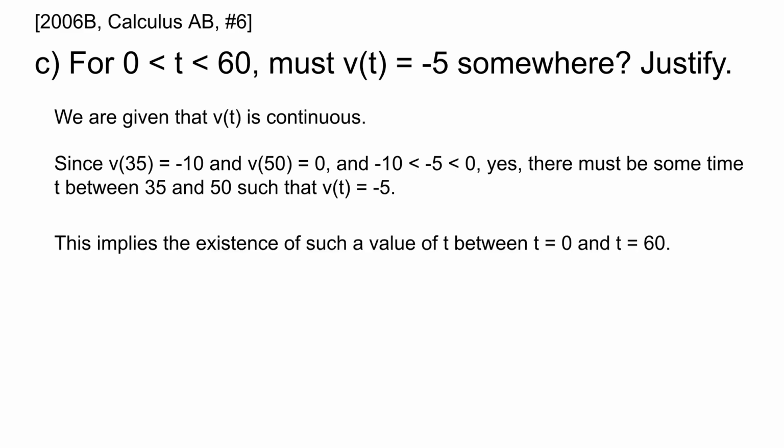And since there must be a value of t between 35 and 50 such that v of t equals negative 5, this implies the existence of such a value between t equals 0 and t equals 60, since the interval from 35 to 50 is within the interval from 0 to 60.